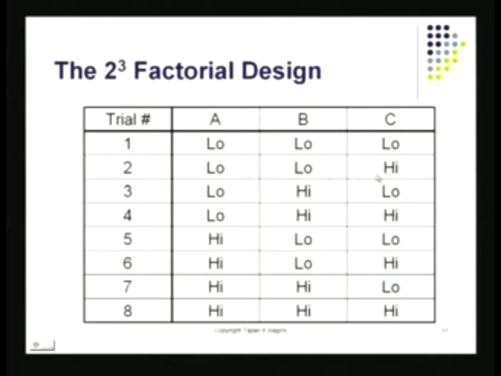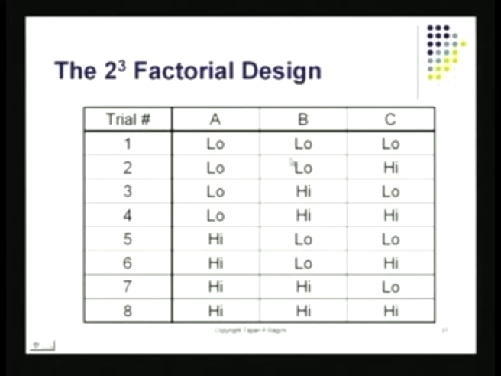Then I change C from low to high and keep the settings for A and B at low. Then I've got low, low, high. This is my trial number 2. Then I come to low, high, low. That's trial number 3. Then I've got low, high, high. That's trial number 4. Then of course I change the setting of A from low to high. I've got high, low, low, like the first one. Then I've got high, low, high. Then I've got high, high, low, and high, high, high.